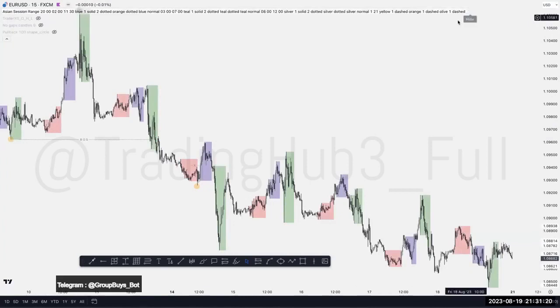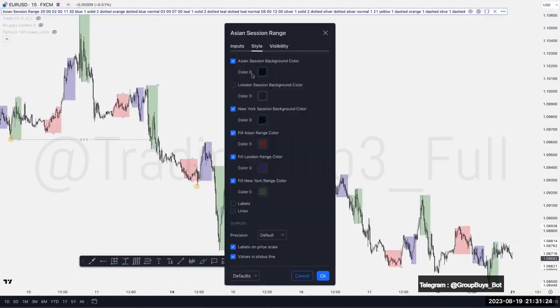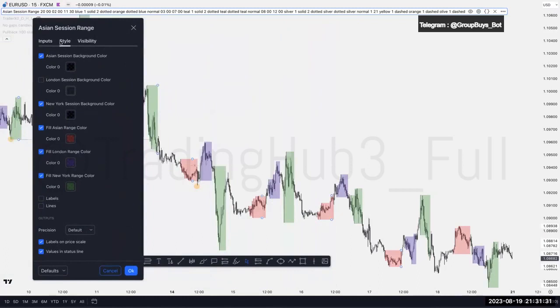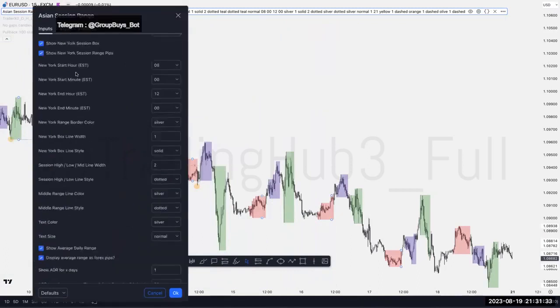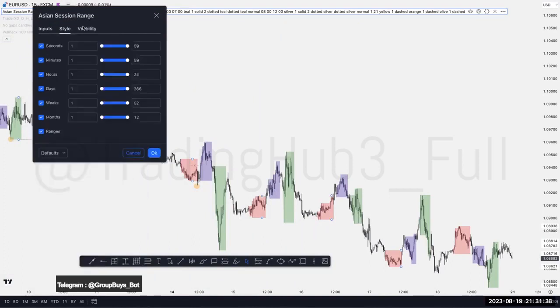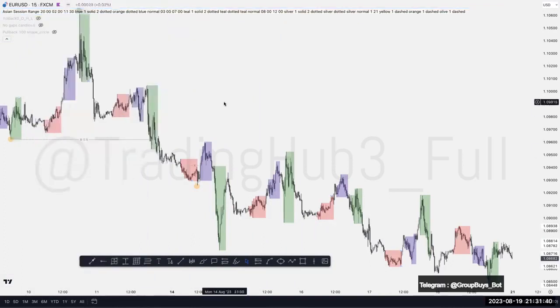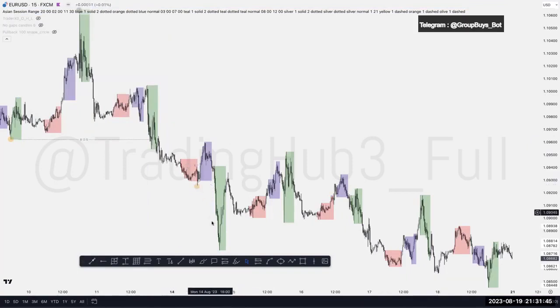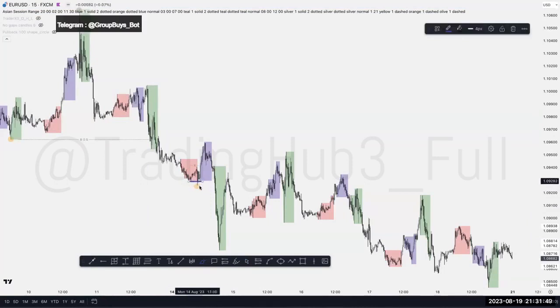Okay, so this was our Asian session range type of indicator. Let me show you. This is a setting here. Inputs default by default, and this is a color setting. You can choose as per your choice, right? So this is inducement taken out, and this was our New York session. Sorry, this is a Tokyo Asian session liquidity grab here, and we are willing to buy here.